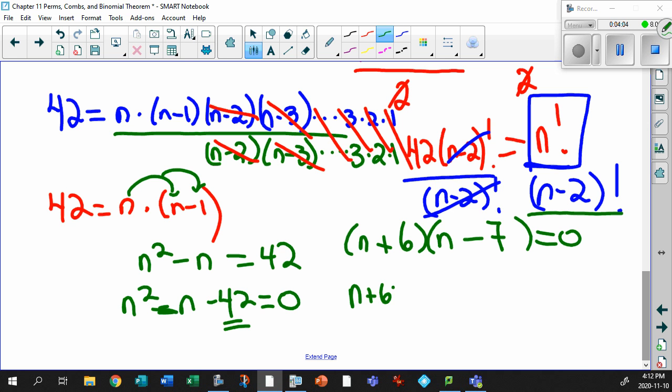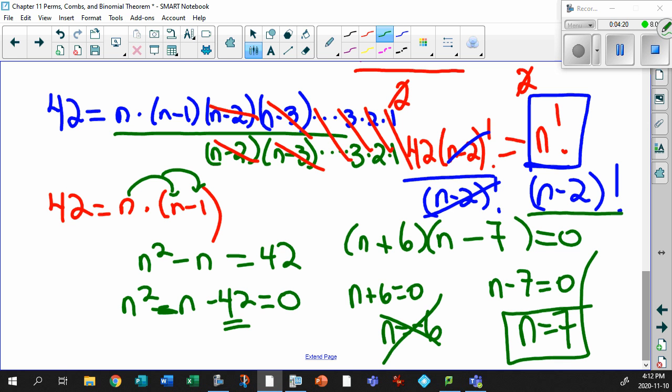N plus 6 equals 0, so n equals minus 6, which is impossible because n cannot be negative. It has to be a beautiful whole number, okay? n minus 7 equals 0, so guess what? n equals 7, and lo and behold, there is your answer. So a question that is actually quite ugly can be made into something really pretty by remembering our formula and remembering this stuff all cancels out. Isn't that sweet?